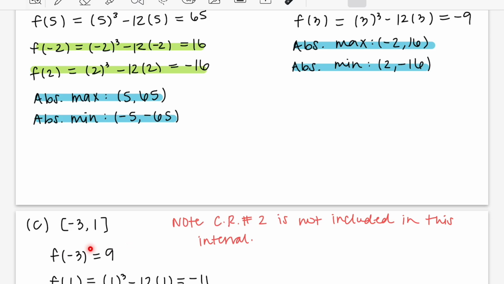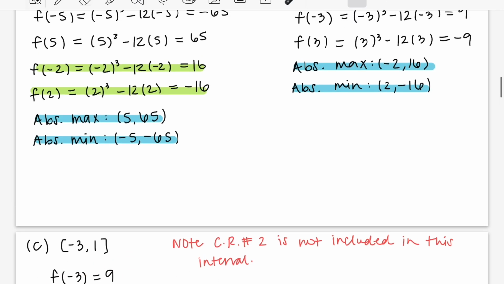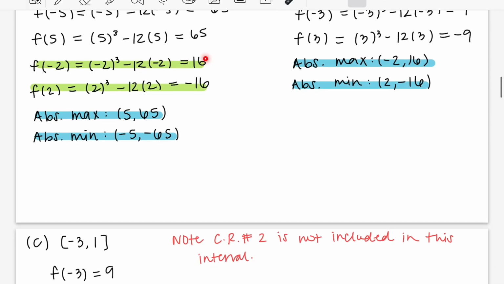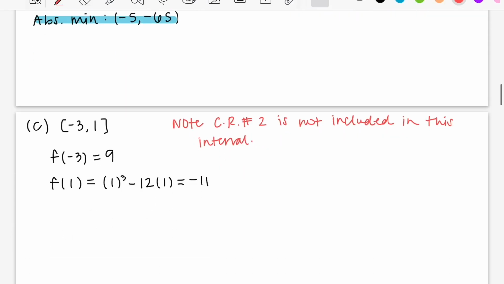Okay? So we're just going to look at the endpoints here and the other critical number that is in our interval, which is -2 here. Okay? So then looking at these three, it looks like f of -2 has the highest value, so our absolute maximum is going to be this. And then our absolute minimum is the smallest value, and out of those three, it'll be f of 1. So -11.